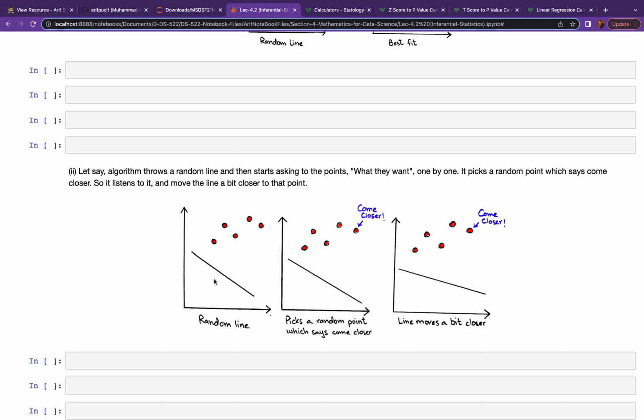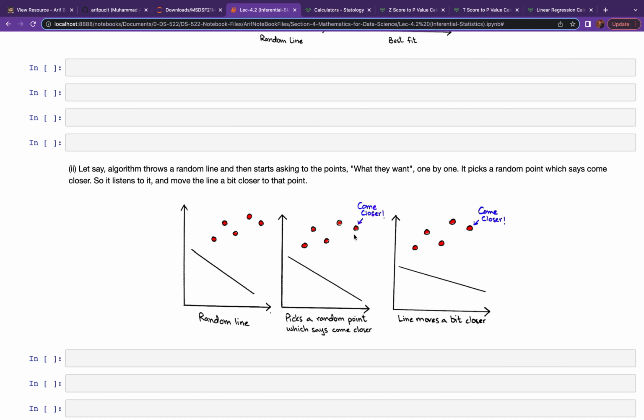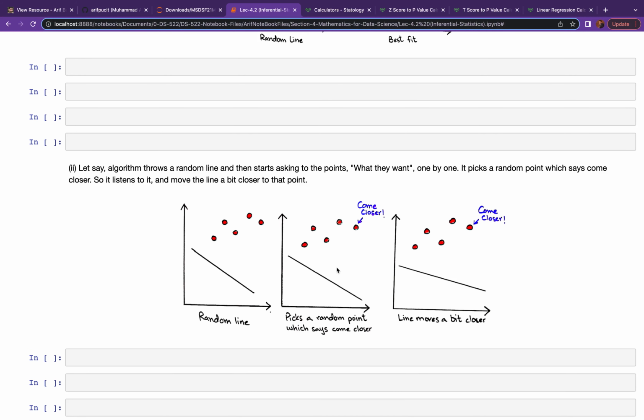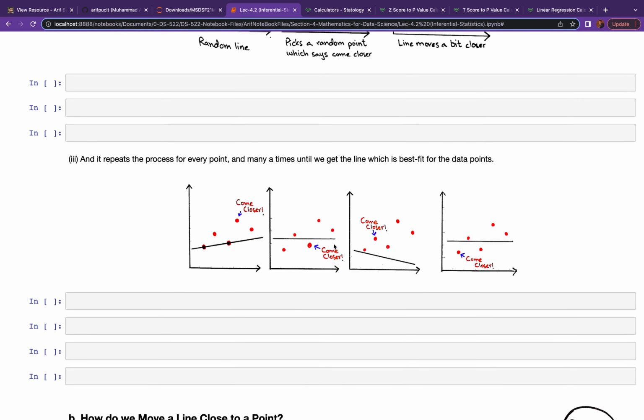And let's suppose the algorithm is, I throw a random line and then start asking the points what they want, and naturally they want this line to come closer to them. So I pick up a point at random, one by one, and keep moving this line close to that point until this line is best fitted as per all of these available points. Okay, so this is how we are going to proceed.